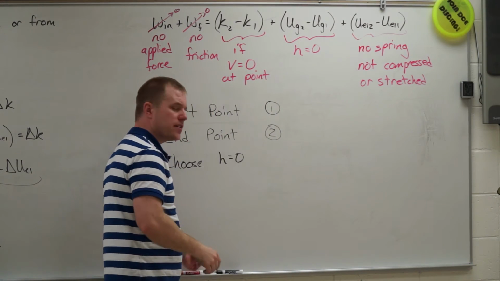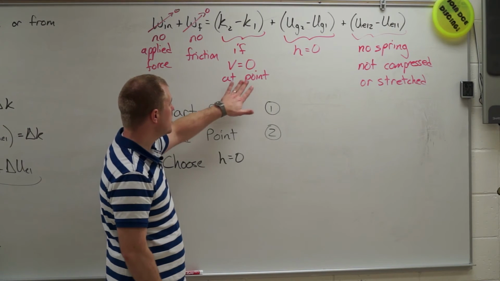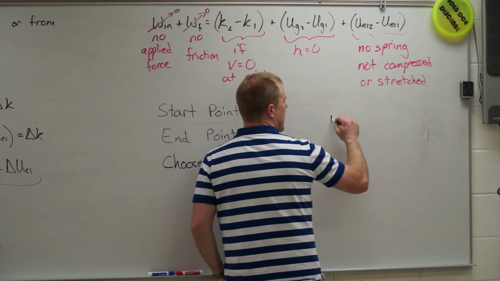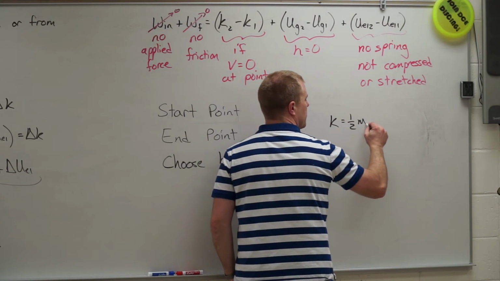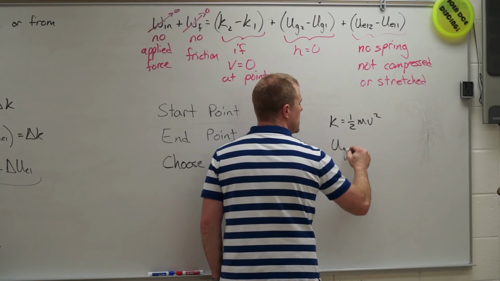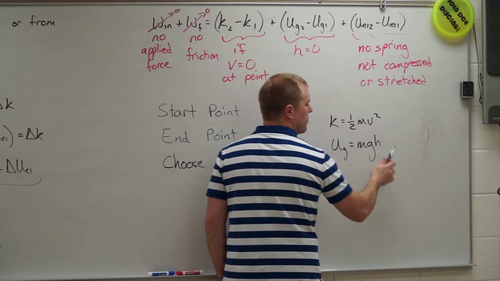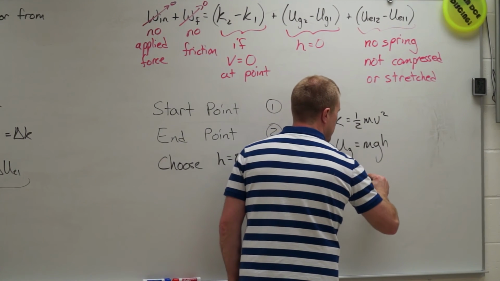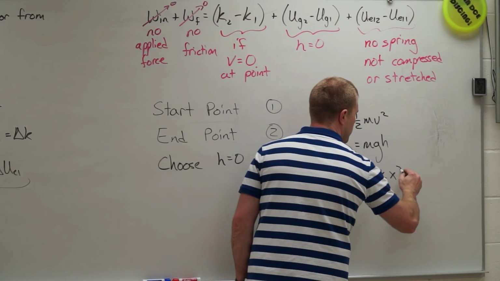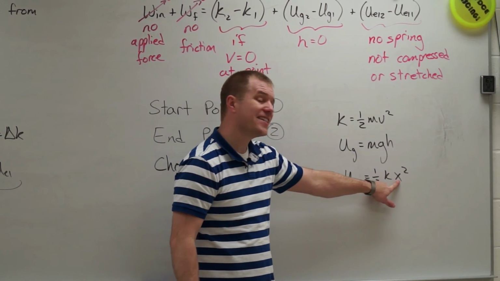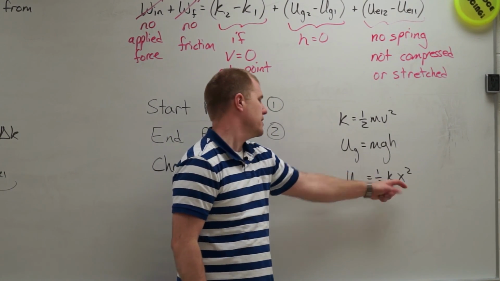And all of this is coming from essentially the equations that support these. So for instance, kinetic energy is 1/2 mv squared. So if v is 0, K is 0. UG is mgh. So if h is 0, UG is 0. And then UEL is 1/2 kx squared. So if there's no spring constant, there's no spring, it's 0. Or if it's not stretched or compressed, it's also 0.